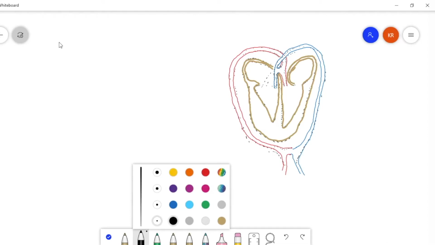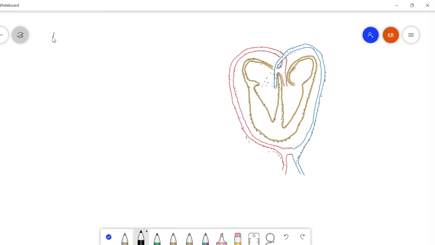Hello students. So today let us take the next heart in the next series, which is the heart of crocodile. Now here when we say crocodile, it also means the alligator as well as the caiman. This is true not only for this but for the entire group.